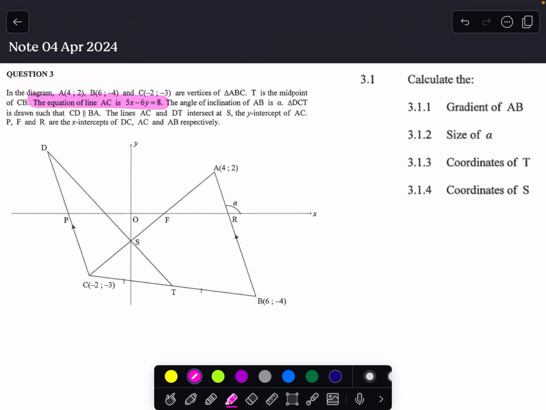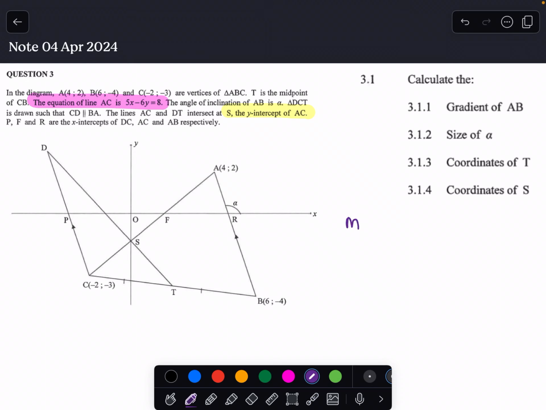Okay, I'll also just highlight this bit in case I forget. S is the y-intercept of AC. Right, calculate the gradient of AB. Okay, so these are 2 points. We know the coordinates, so we're just sticking that into the formula.